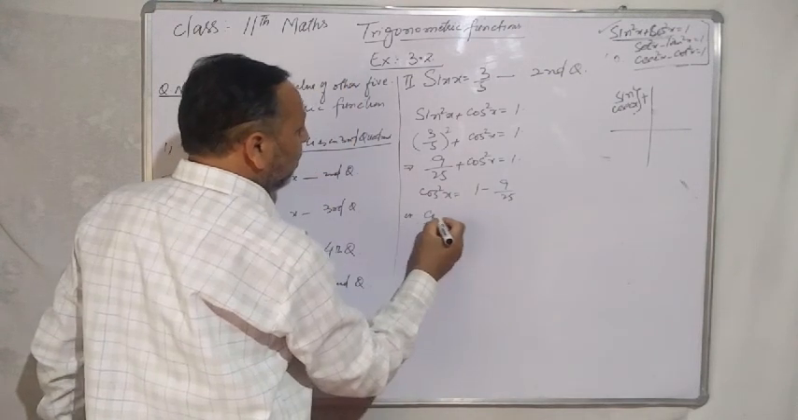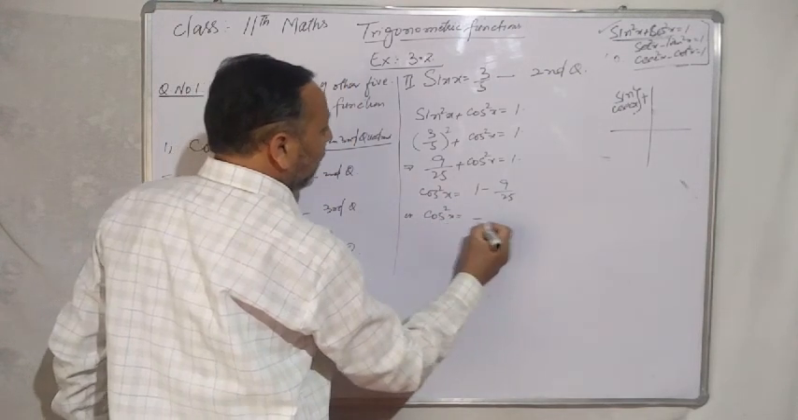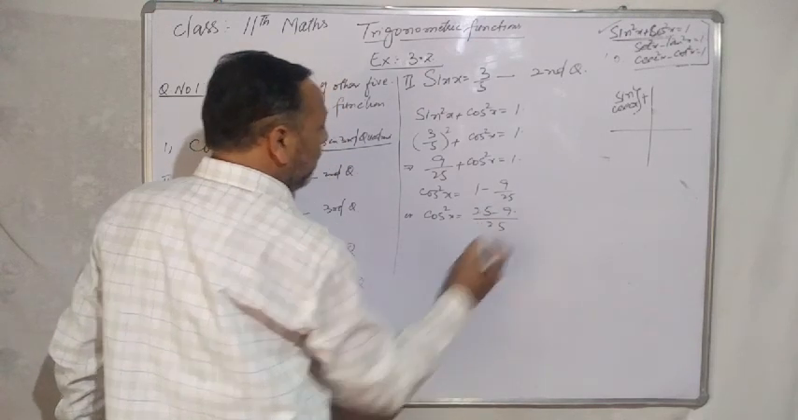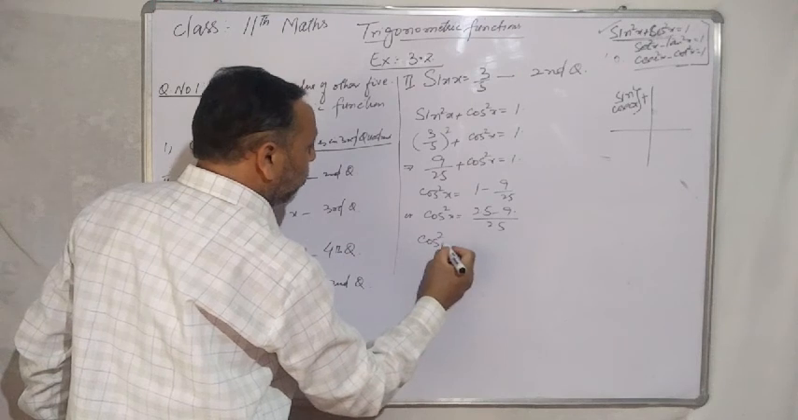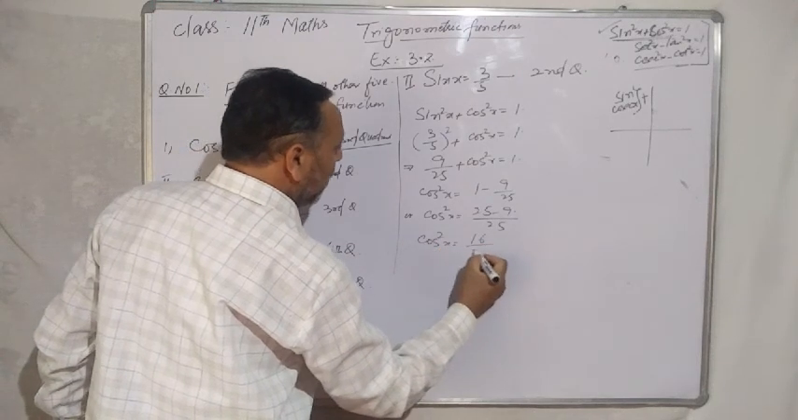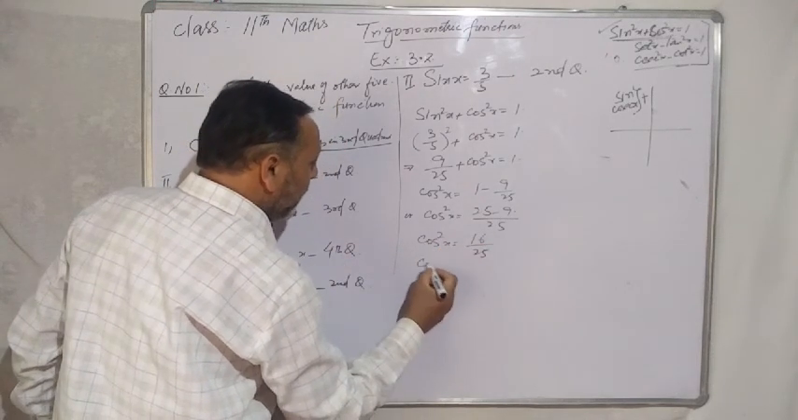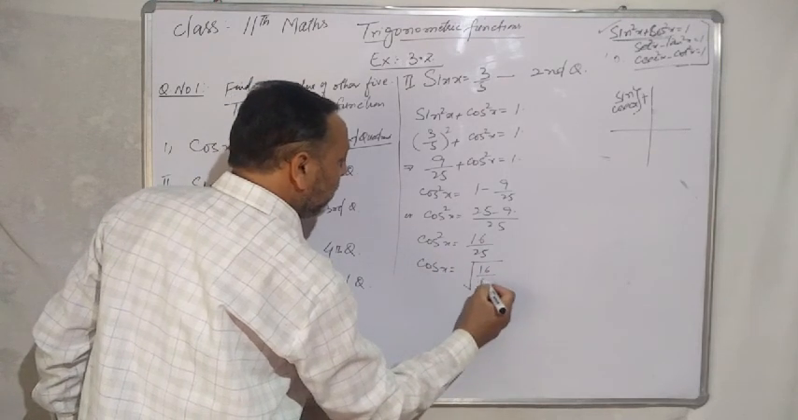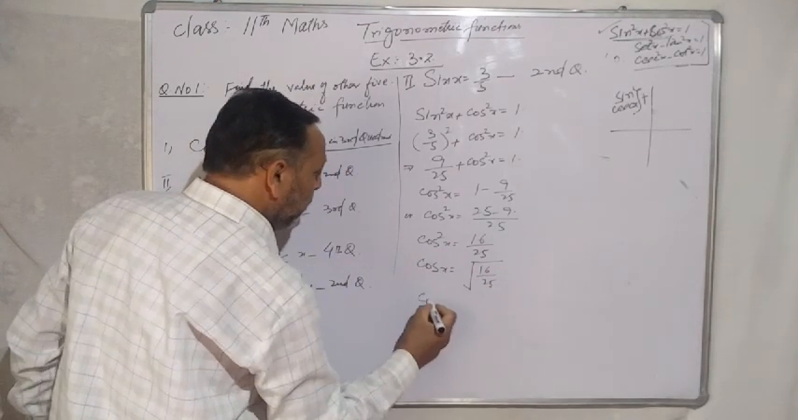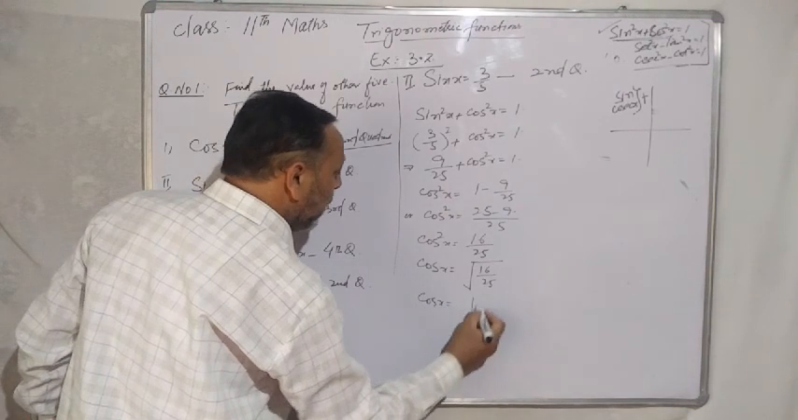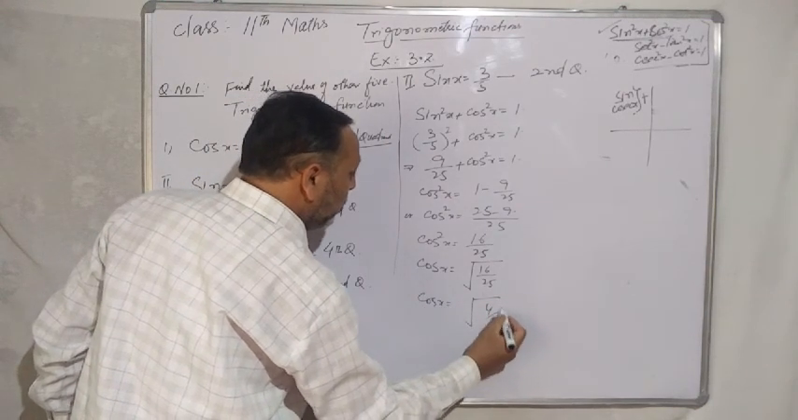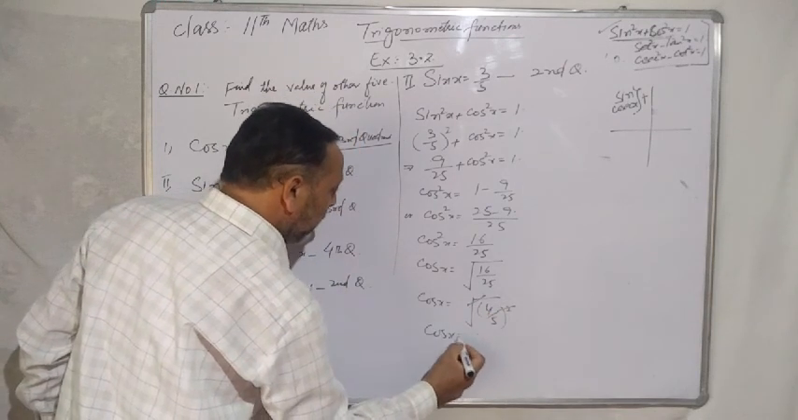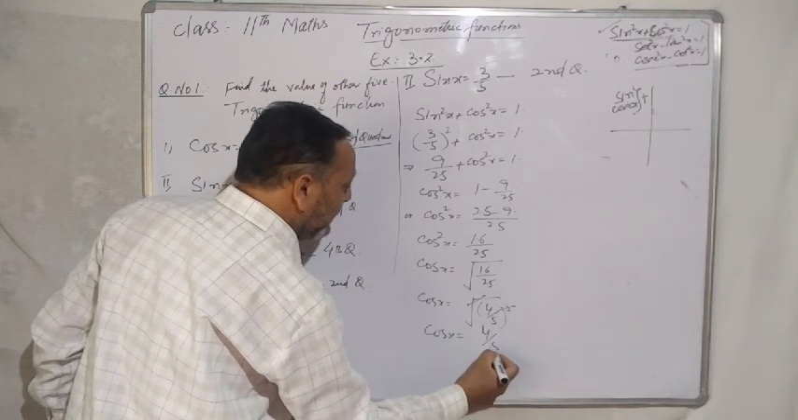It means that cos square x is equal to 1 minus 9 by 25. Take 25 as LCM: it is 25 minus 9. So cos square x is equal to 16 by 25. It means cos x is equal to root of 16 by 25, which is root of (4 by 5) whole square. Square and root cancel. So cos x is equal to 4 by 5.